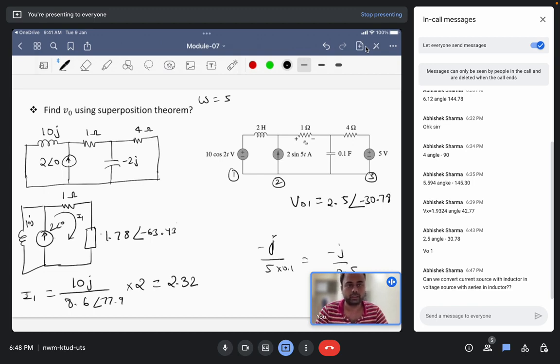Yes, Abhishek, we can convert the current source with an inductor into a voltage source. So all the DC network theorems will be valid in this case also.